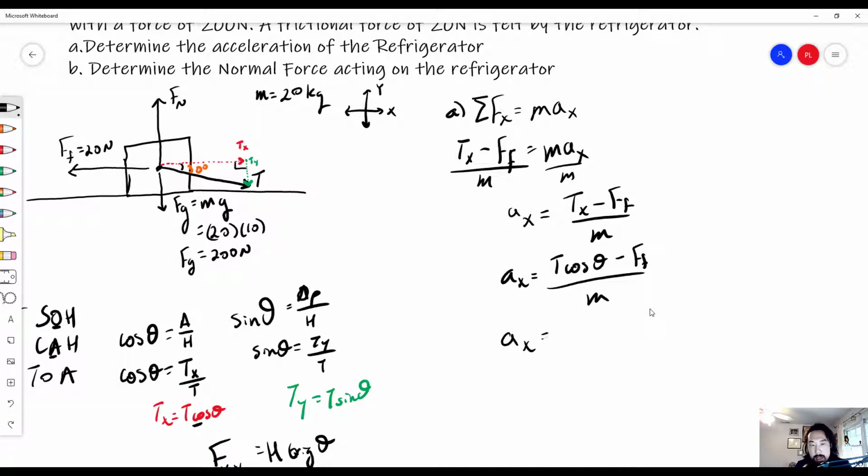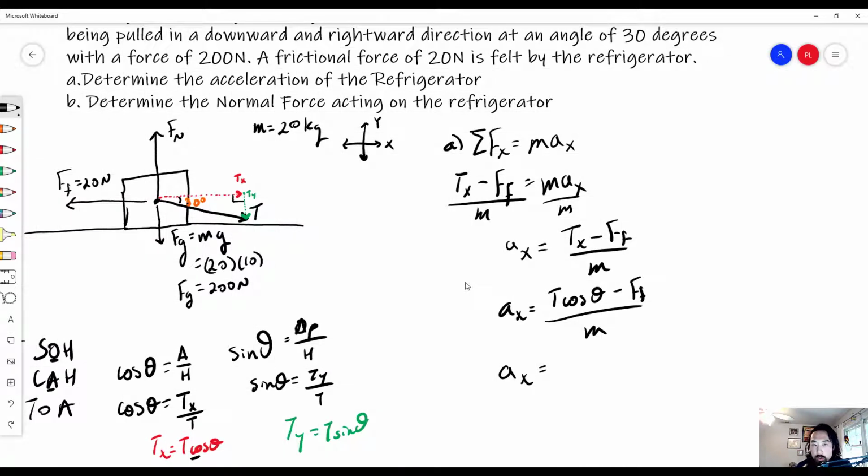Okay, now we can put in numbers. So a_x is equal to the tension force, what did it say? The tension force is 200, or excuse me, 200 newtons times cosine of 30 degrees, minus the force of friction, which is 20. And the mass is 20.